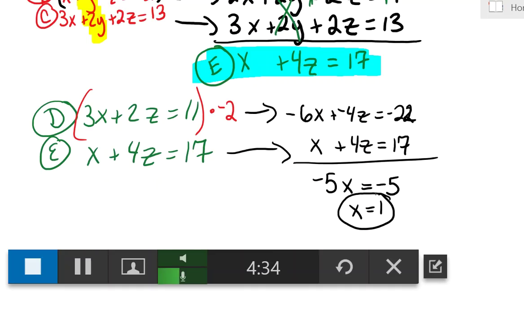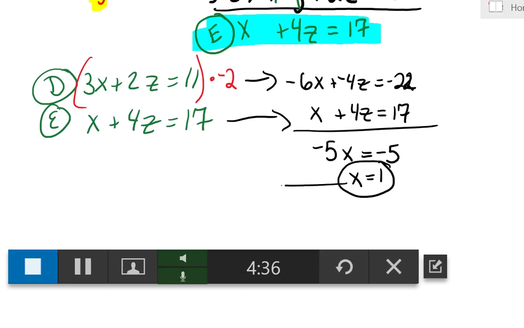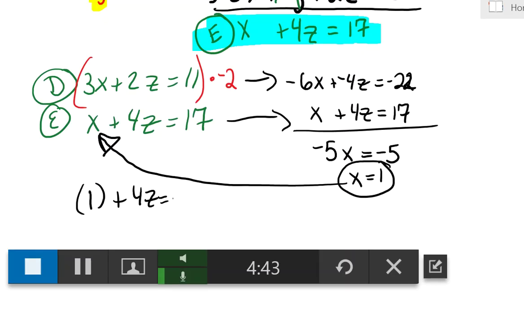Now that I have one variable, I want to backtrack. I'm going to go here, plug it in. So I'm going to have 1 plus 4z equals 17. So 4z equals 16, and then z equals 4. Now I have 2 of the 3.